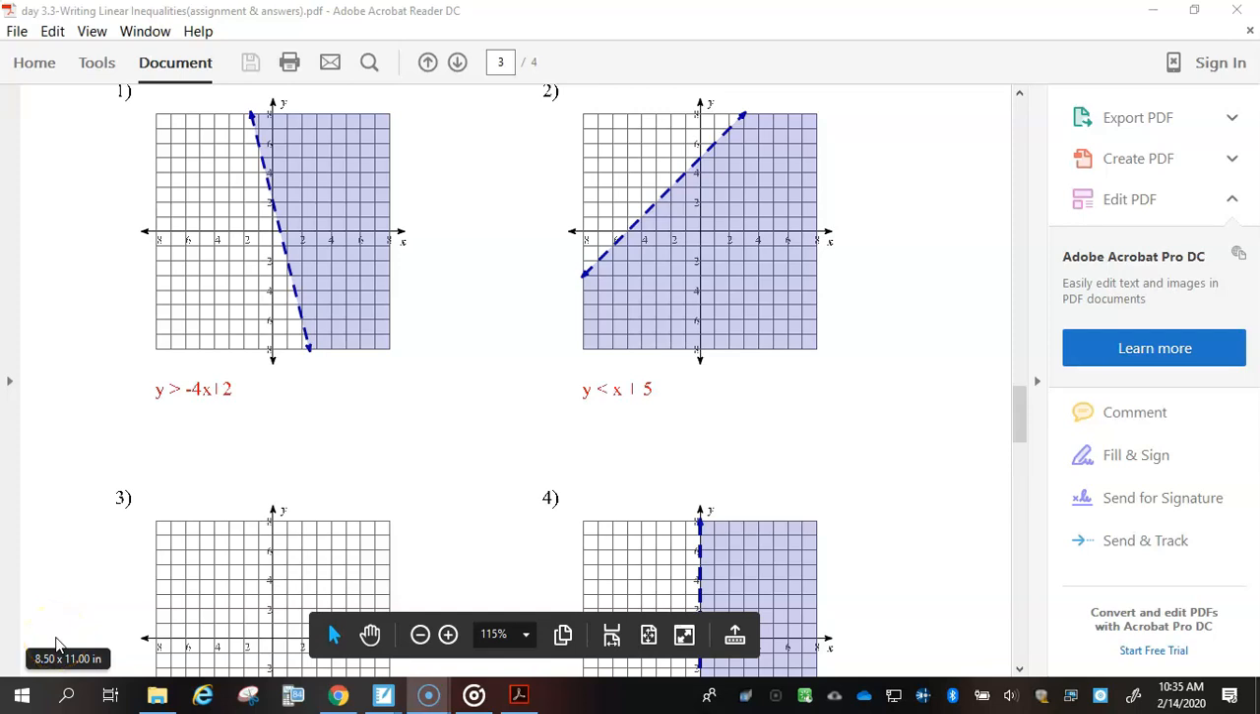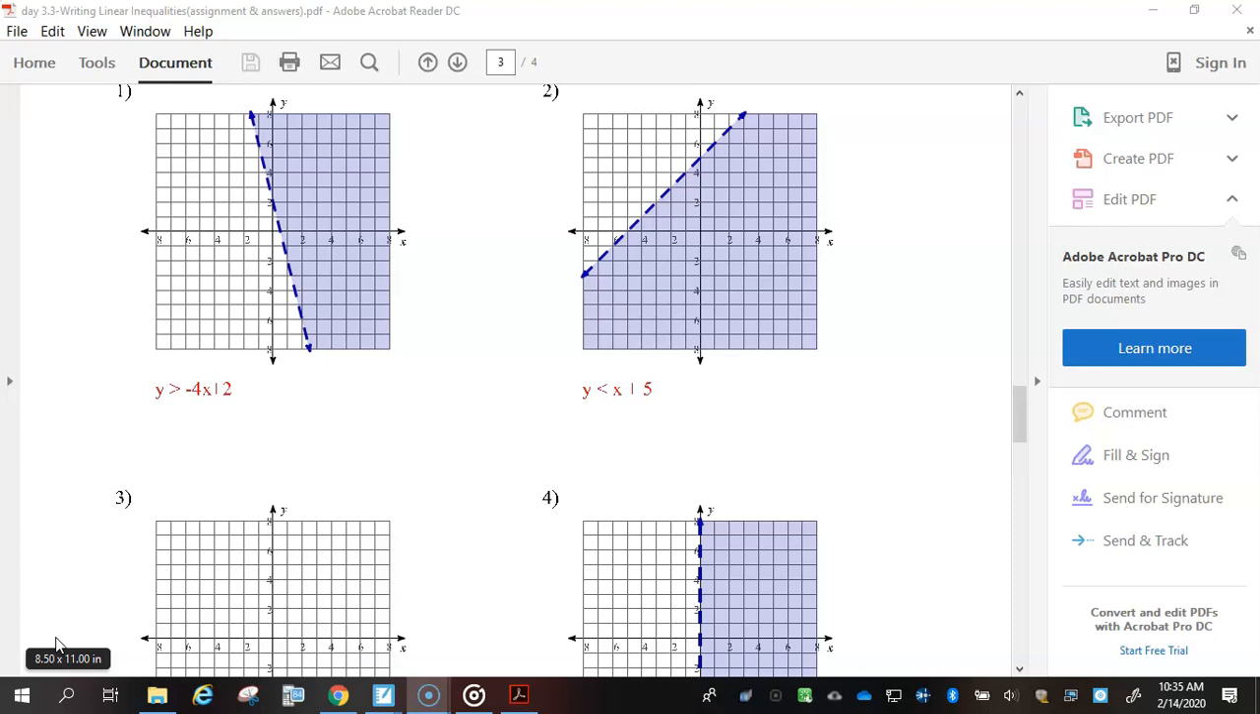Eisenhower's up here. We'll go over these answers. When it printed out, something happened to it. But we are going over the answers to the writing inequality sheet.